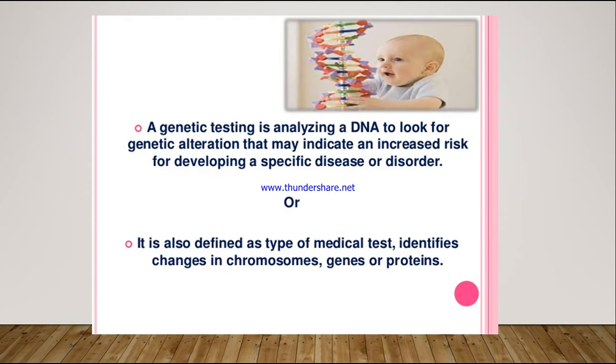Another definition is that genetic testing is analyzing DNA to look for genetic alteration. So we are analyzing the DNA of the person, and we are checking for genetic alteration, any changes in the genes that indicate an increased risk for developing a specific disease or disorder. It is also defined as a type of medical test that identifies changes in chromosomes, changes in the genes, or changes in any of the proteins. So this is about the definition of genetic testing.